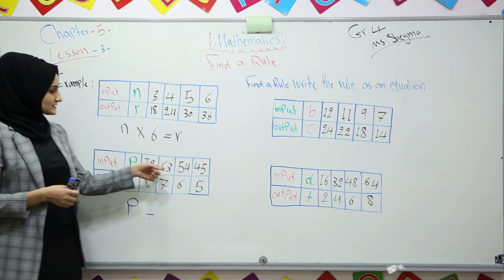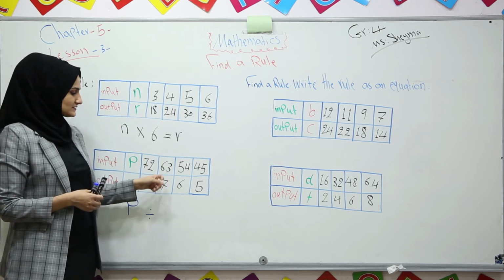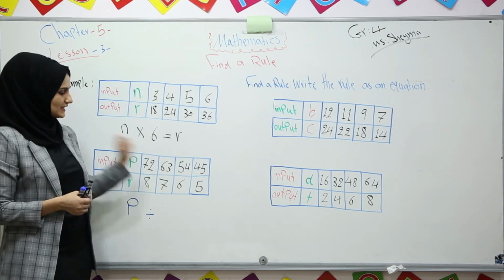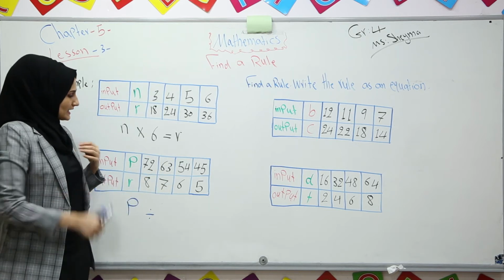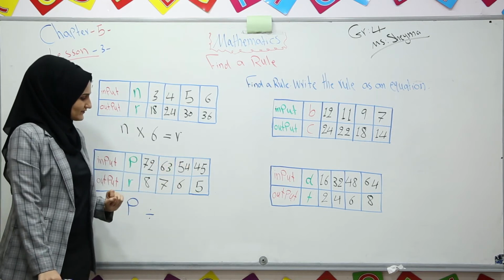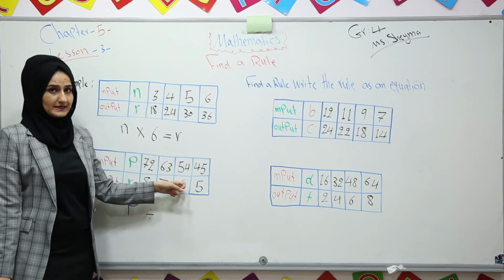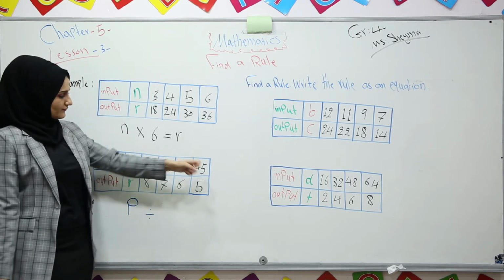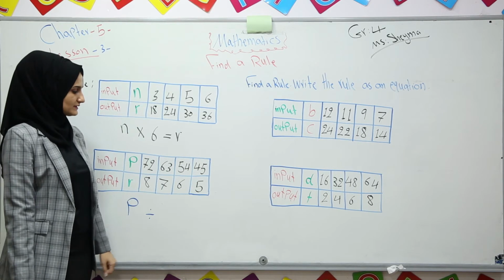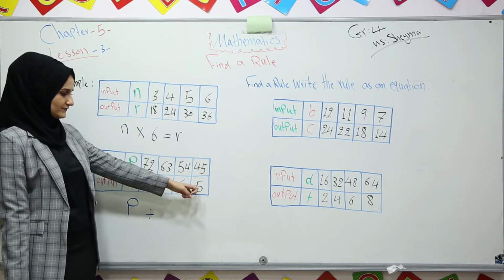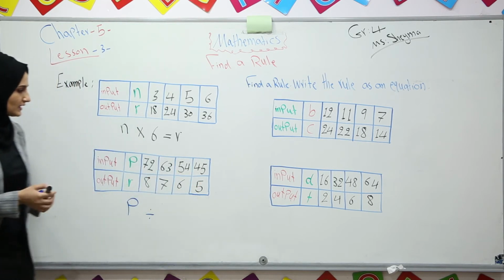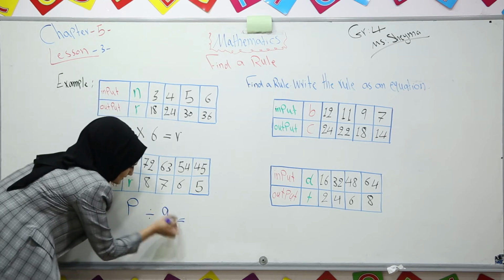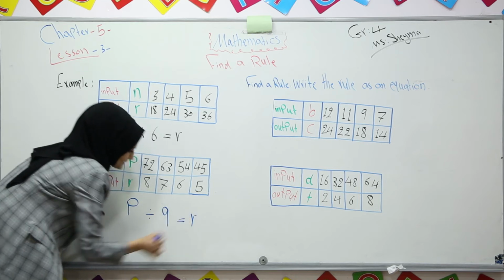That's right. 63 divided by 9 is equal to 7. Again, that's right, because 7 times 9 is equal to 63. 54 divided by 9 is equal to 6, because 6 times 9 is equal to 54. 45 divided by 9 is equal to 5, because 5 times 9 is equal to 45. So P divided by 9 is equal to our output, R.